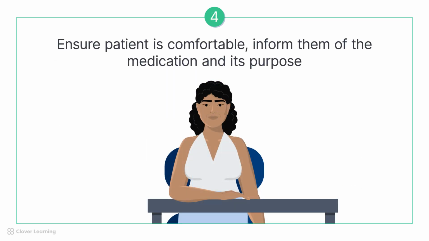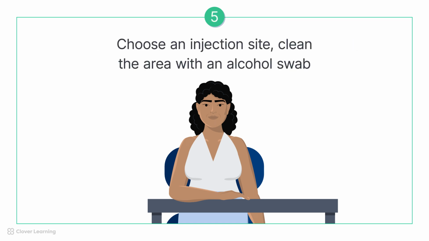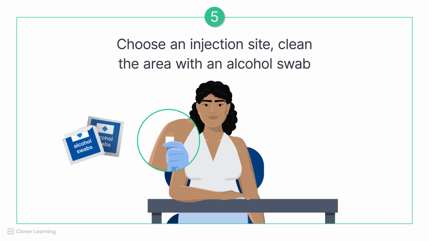Next, you should ensure the patient is in a comfortable position. Inform the patient of the medication they are receiving and its purpose. Choose an injection site in the abdomen, thigh, or upper arm, and clean the area with an alcohol swab. Allow it to air dry.